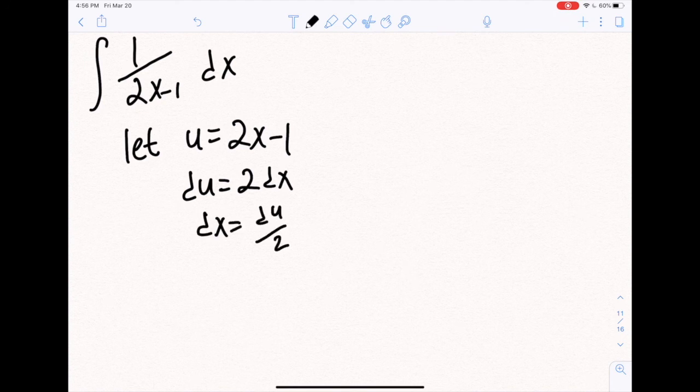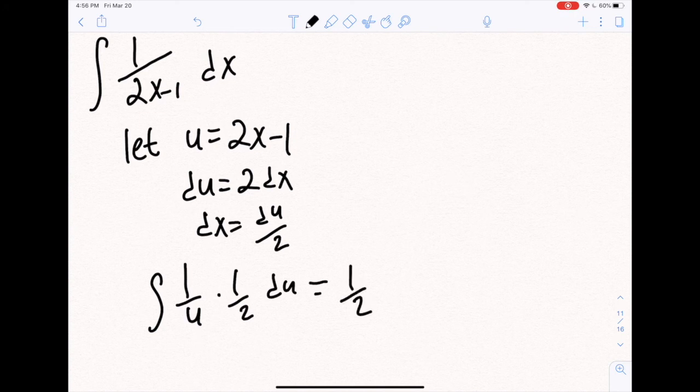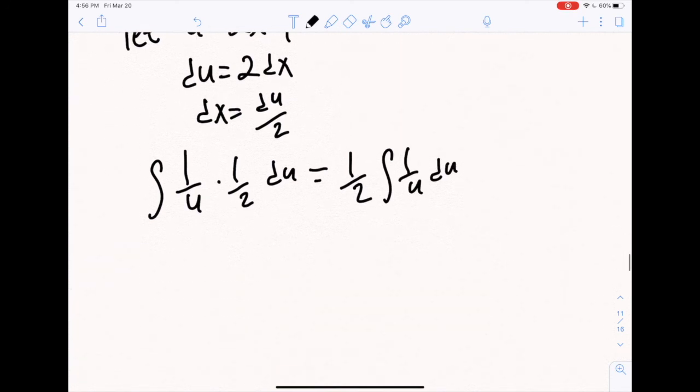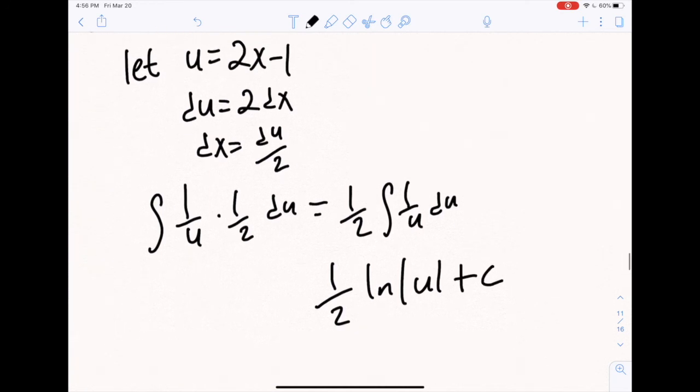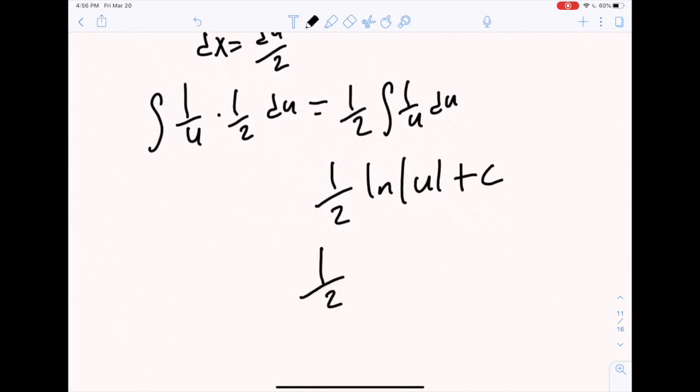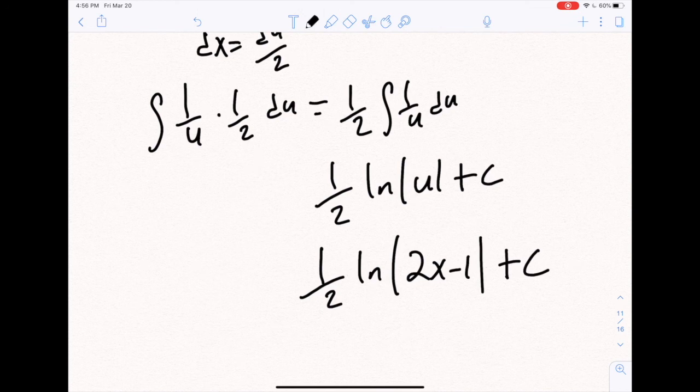And so we can plug that in. We end up with the integral of 1 over u times 1/2 du, which is 1/2 times the integral of 1 over u du, which is 1/2 times the natural log of the absolute value of u plus c. But remember, u is 2x minus 1, so we have 1/2 times the natural log of the absolute value of 2x minus 1 plus some constant c.